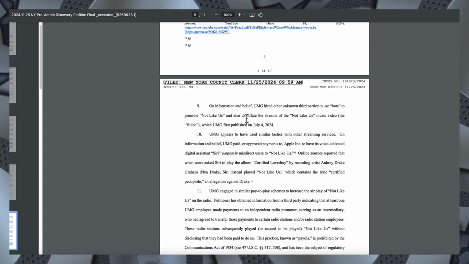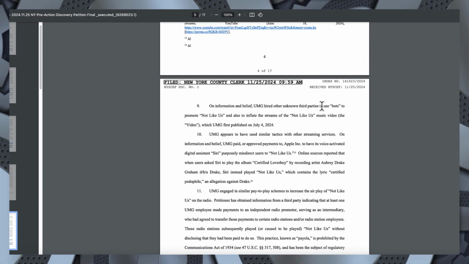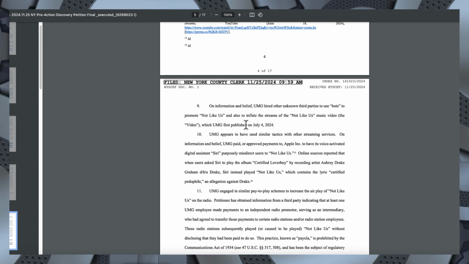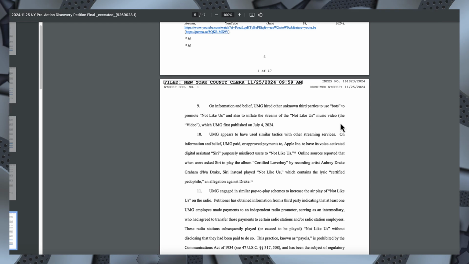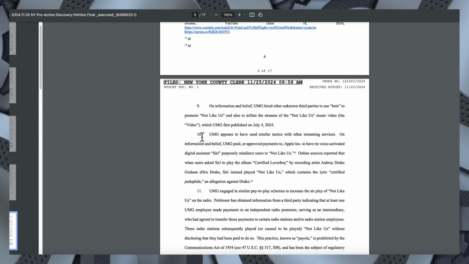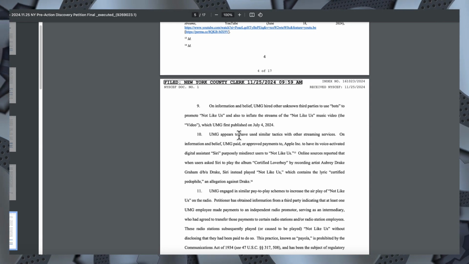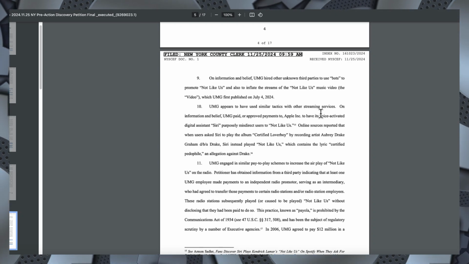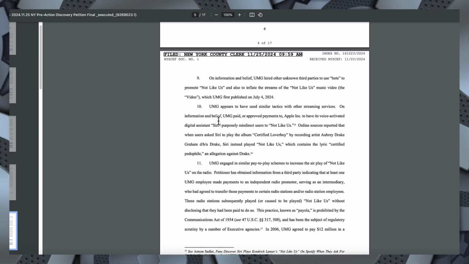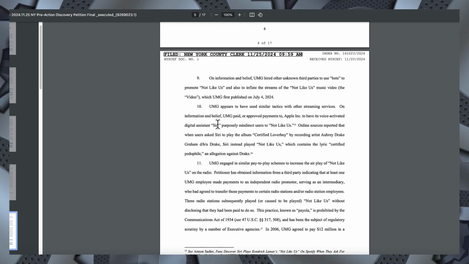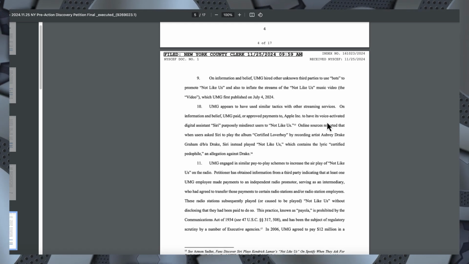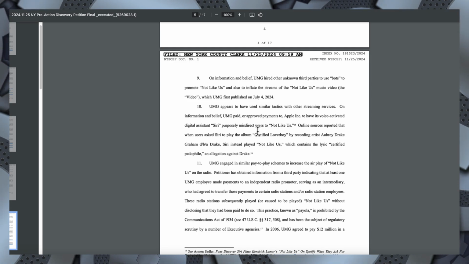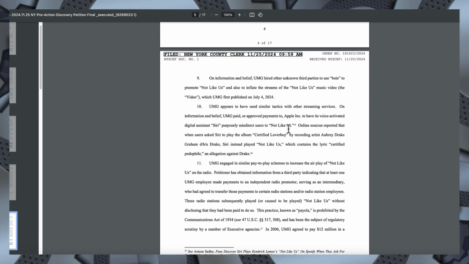On information and belief, UMG hired other unknown third parties to use bots to promote Not Like Us, and also to inflate the streams of the Not Like Us music video, which UMG first published on July 4th, 2024. UMG appears to have used similar tactics with other streaming services on information and belief. UMG paid or approved payments to Apple Inc. to have its voice-activated digital assistant Siri purposely misdirect users to Not Like Us.